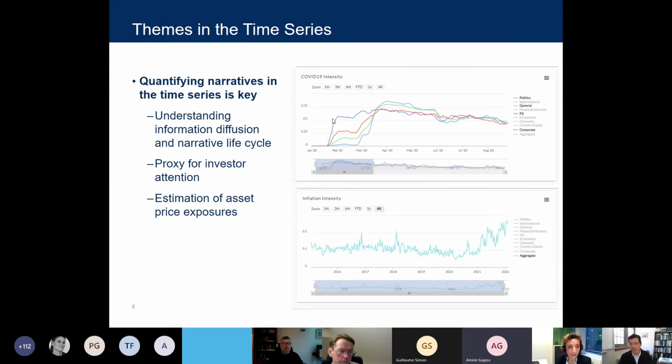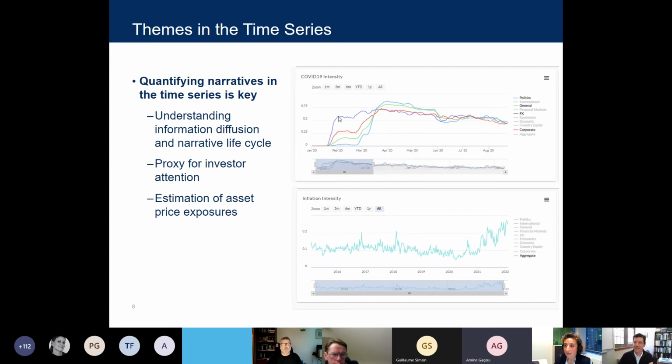The top graph here, I really like it because it shows you the information diffusion, how information is disseminated in the marketplace. What I have here is the narrative of COVID-19. I look at how many articles talk about COVID-19, but I have it for each of the reservoirs. And I thought this was fantastic when you look at how the information propagates in the market.